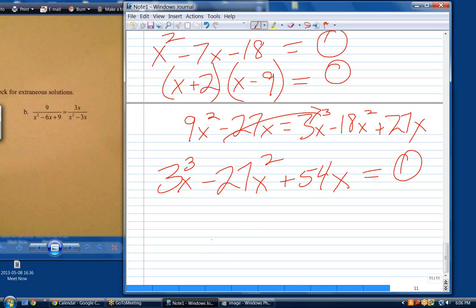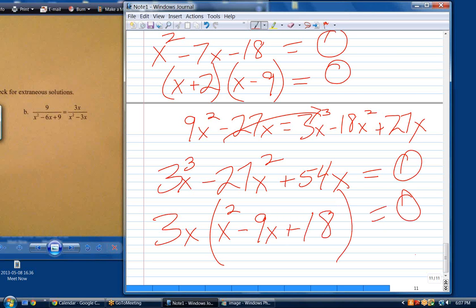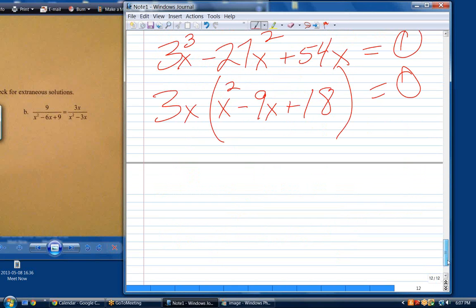What's the greatest common factor that we can pull out of there? Would it be 3? 3x. Yes, 3x. And it's very important to get that x out of there because we want a quadratic left behind, because we can factor a quadratic. We don't know how to factor cubics. Okay. Now factor this quadratic.